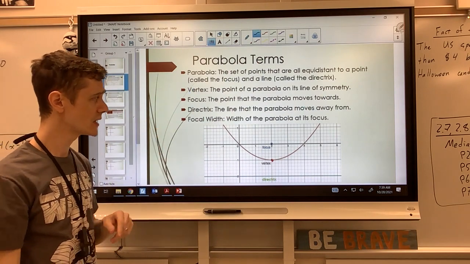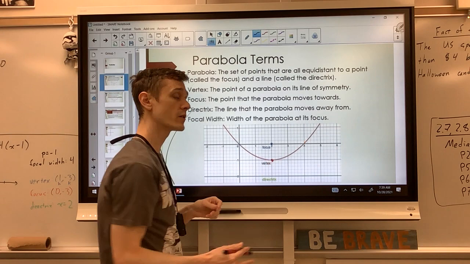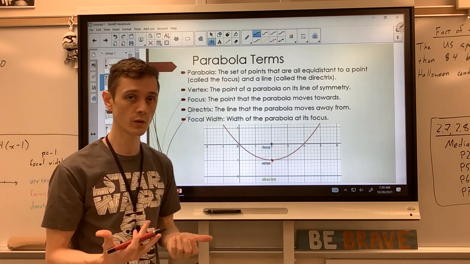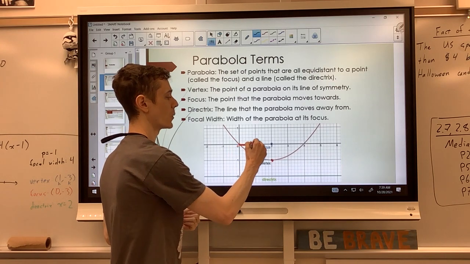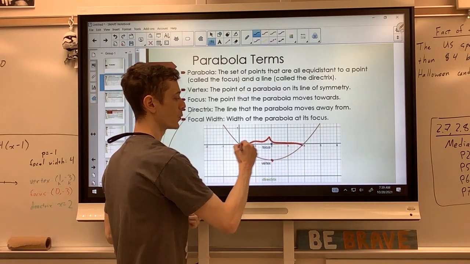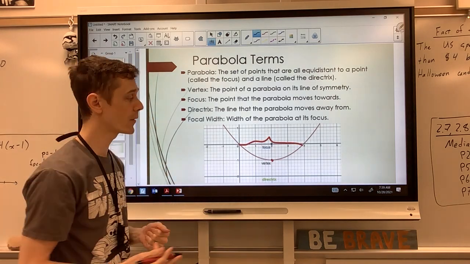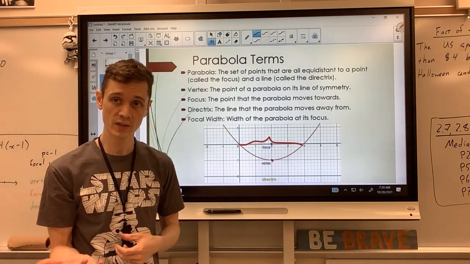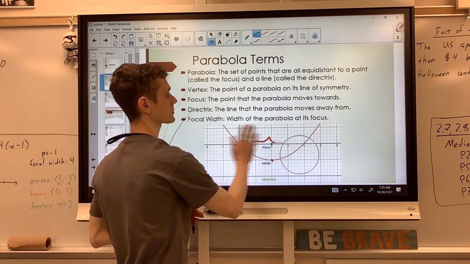And then the last piece is called the focal width. Now, if I was to describe the width of the parabola, you might notice that the width changes depending on where we're looking at it. So the most important width that we focus on is the one that happens right here. It's the width of the parabola specifically passing through the focus. That way, if I say it has a width of 6, everybody knows where to look for measuring that width.